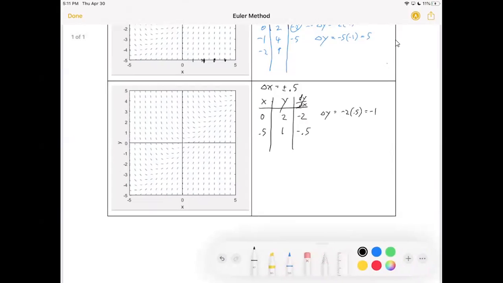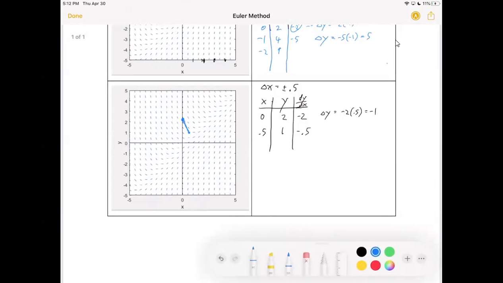Okay, so let's put those first 2 points on here. We're at 0, 2, which is about there. And then we're going to drop down to 0.5, 1, which is right about there. So we have a short little segment like that, okay?